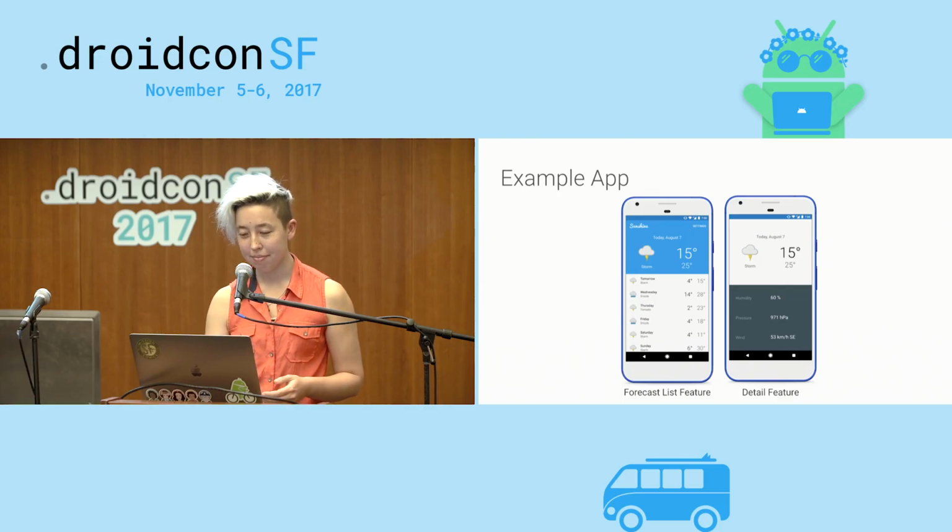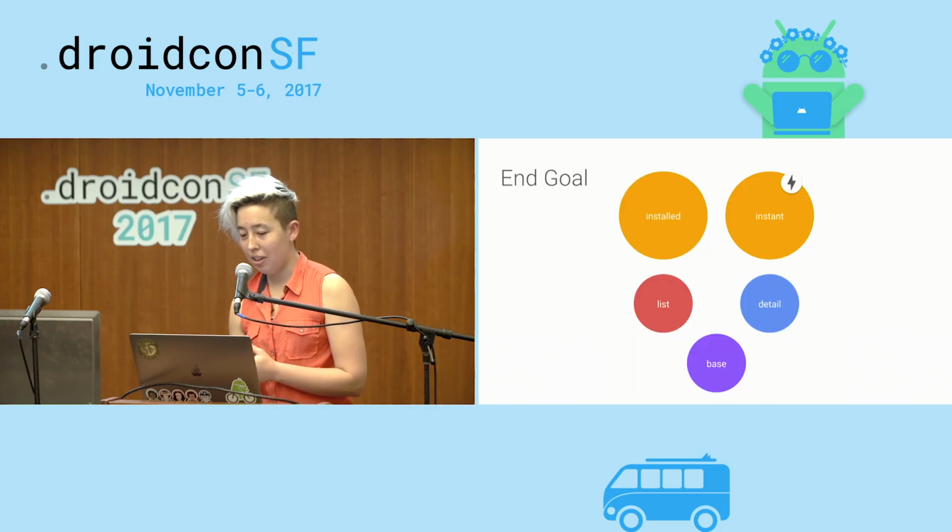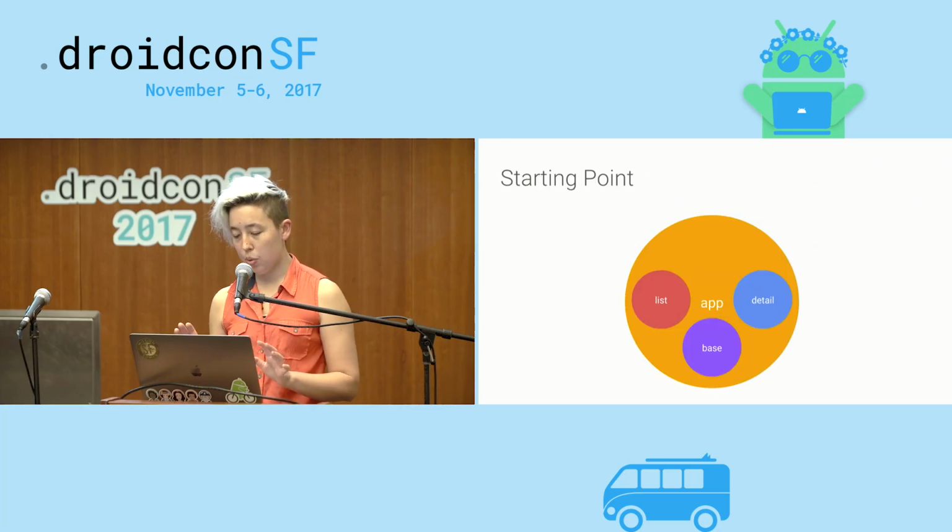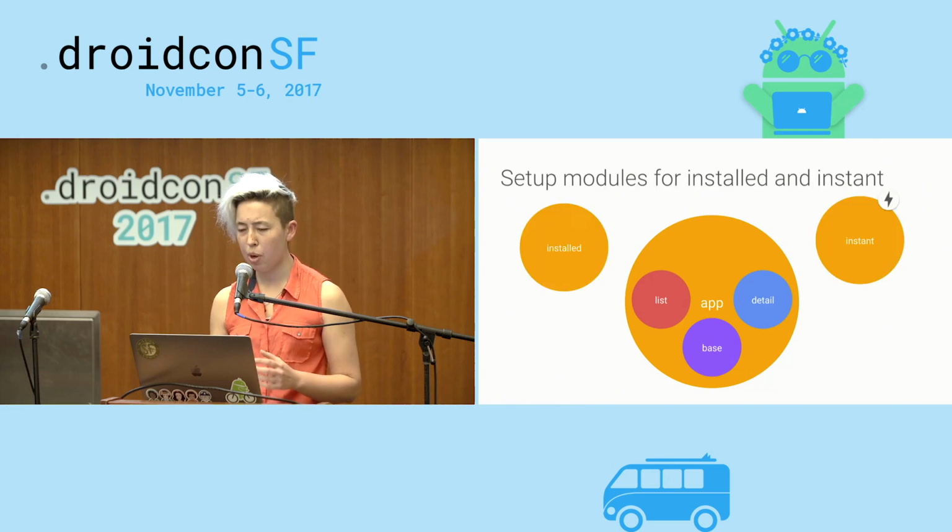All right, so the end goal is to have these 5 different modules. But this is what I currently have. So I'm going to get to kind of a halfway point, and then I'll divide it out into those 5 different modules. And the halfway point is to just get my first instant app up and running.